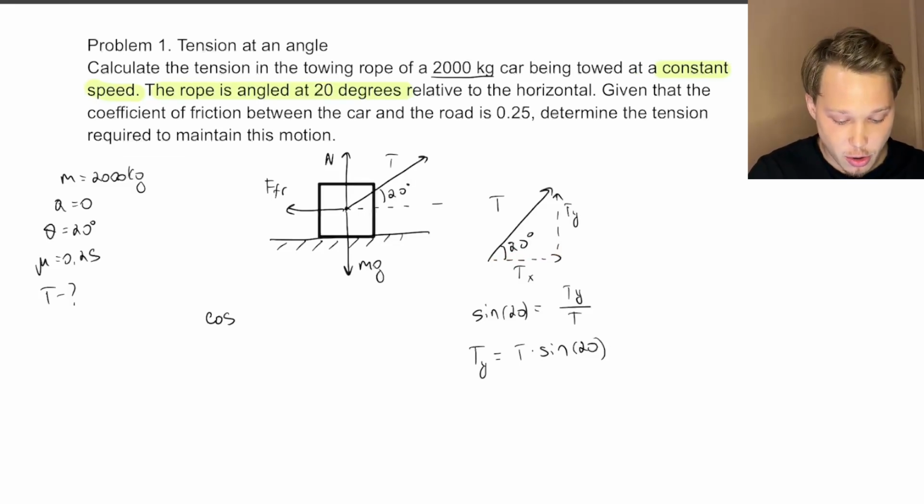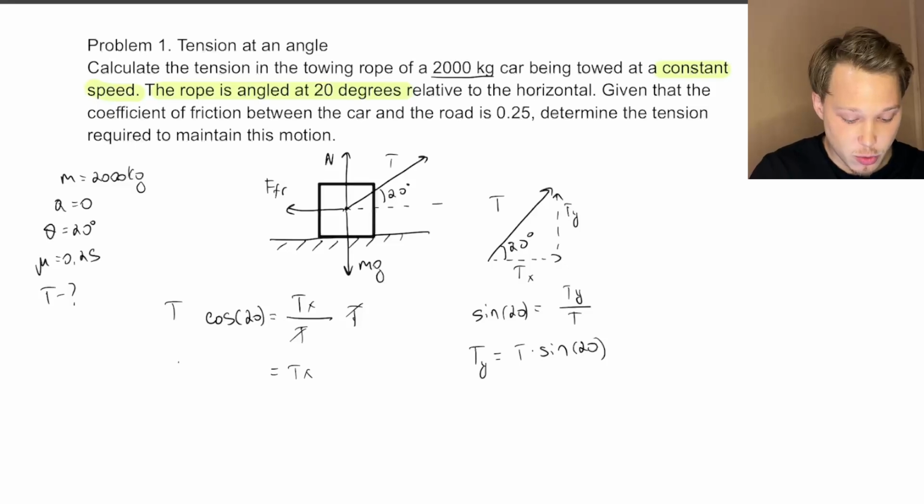Cosine of 20 degrees will be equal to the adjacent side, which we call Tx, over the hypotenuse, which is T. If we multiply both sides by T, we'll see that Tx is equal to T cosine 20 degrees.